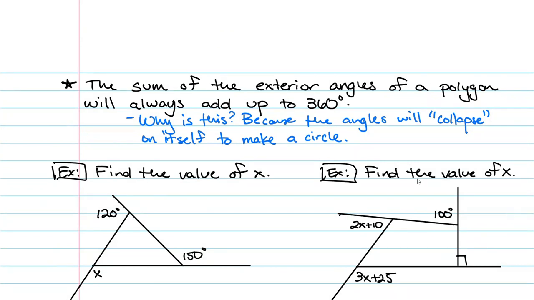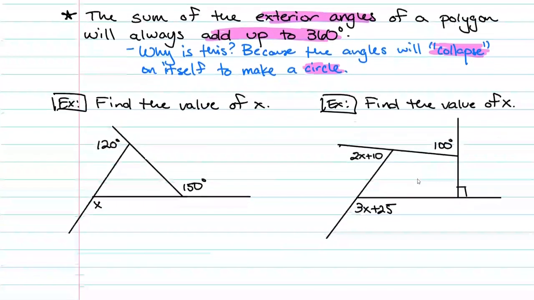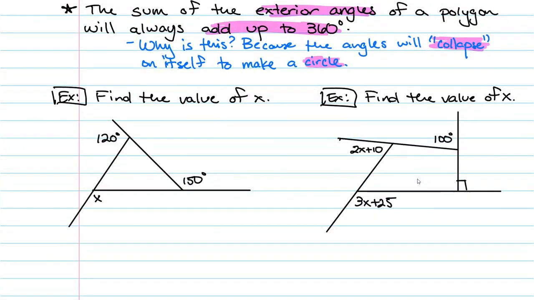Okay, so we're just going to go ahead and highlight this. The exterior angles of a polygon will always add up to 360, and that's because they collapse to make a circle. All right, so now that we know if we were to collapse these, we would get a full circle, we're going to use that theorem to get these angles added up to 360.